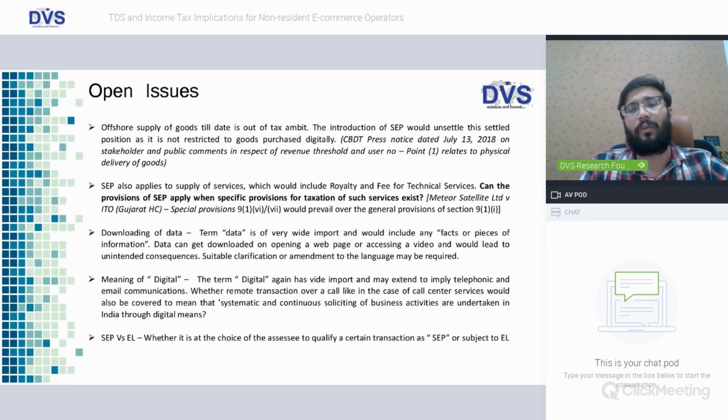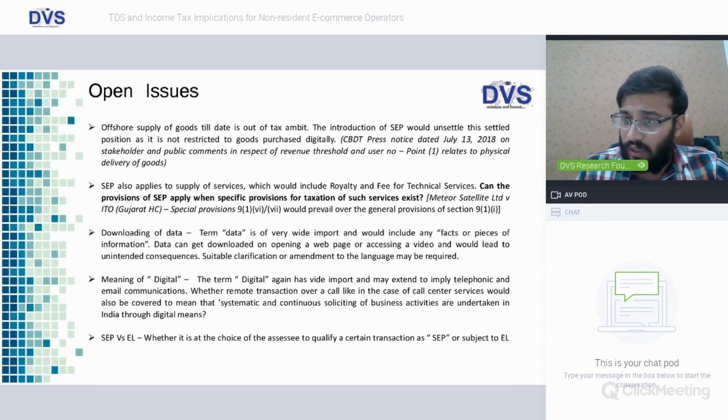Suitable clarification or amendment to the language may be required. Again, there has to be a need to define data, what exactly would mean data when it comes to triggering of a SEP. Meaning of digital, again, like data, digital also has a very wide meaning and implication as well.